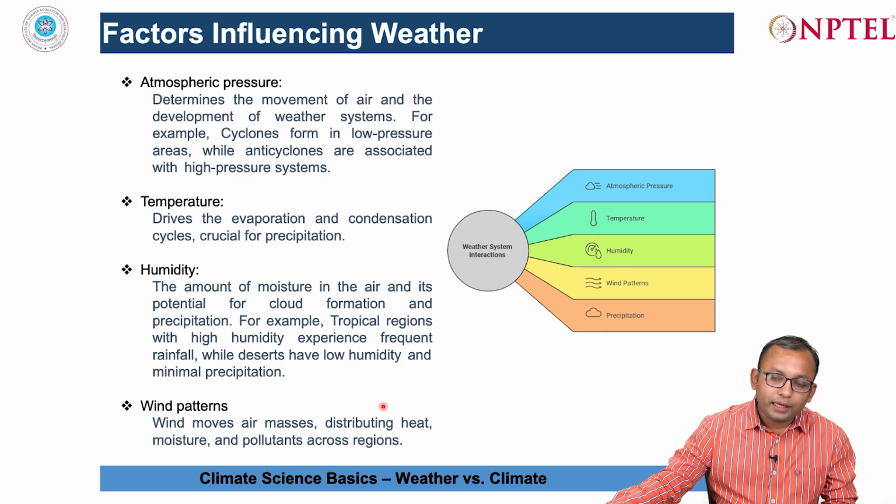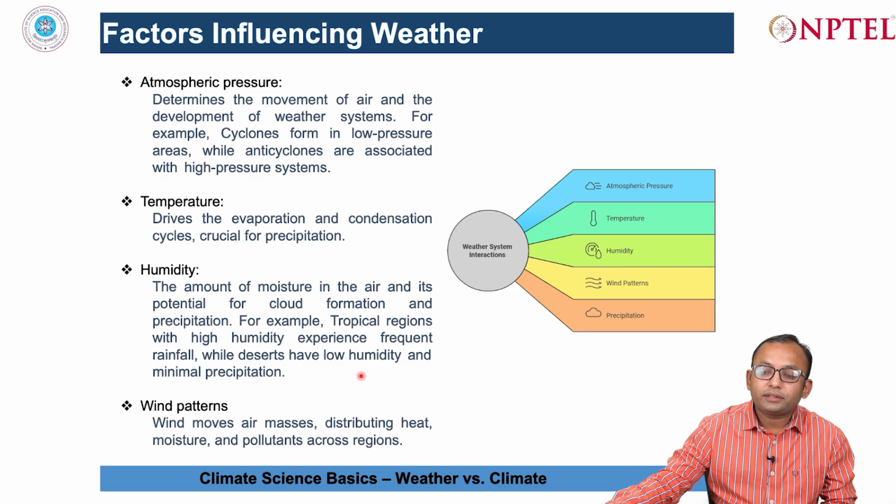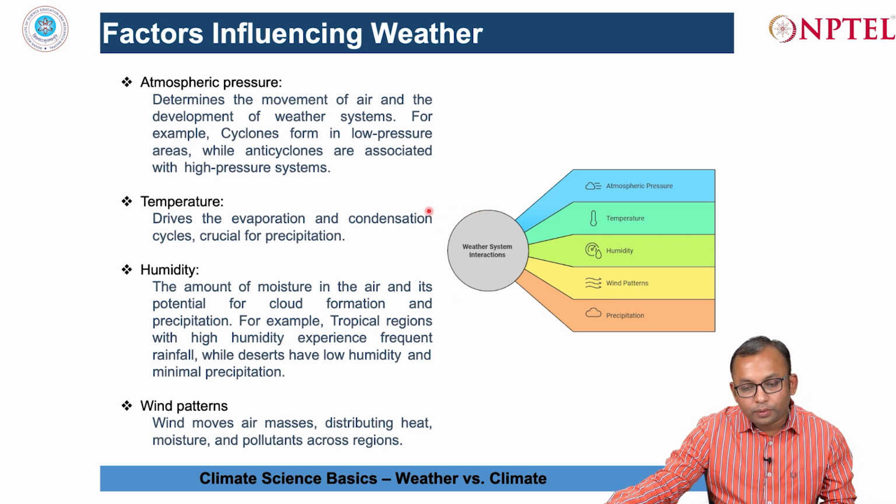Now, the important thing about weather is that you have to understand the factors which are influencing it. For example, I have listed down some of the factors with some graphical representations. If you talk about atmospheric pressure, weather is influenced by atmospheric pressure, which determines the movement of air and development of weather systems. For example, cyclones form in low pressure, and anticyclones are associated with high pressure systems.